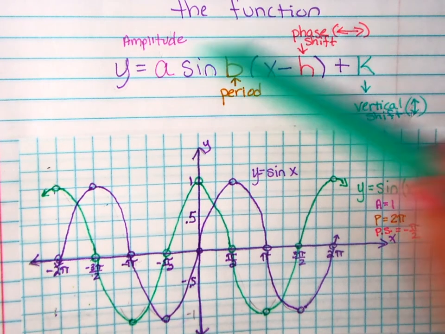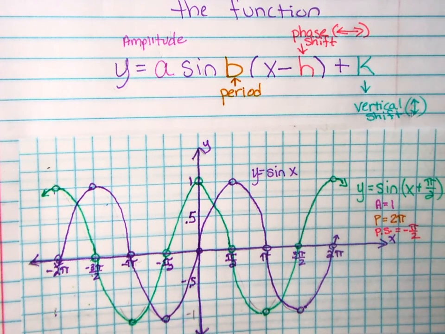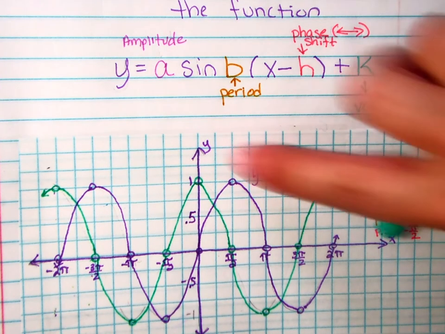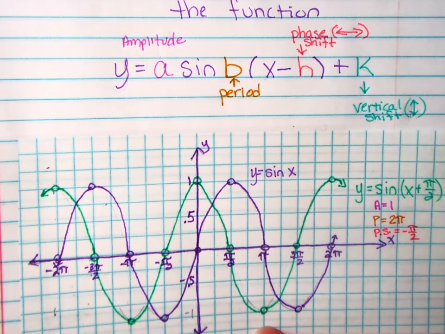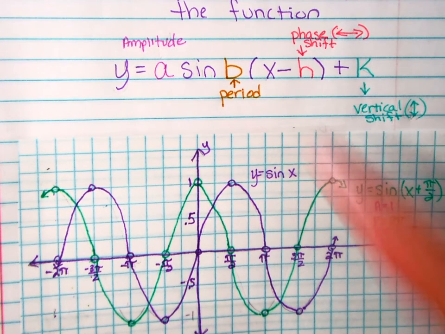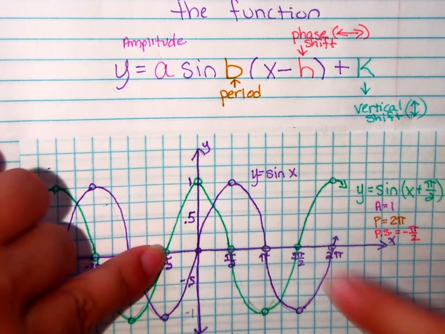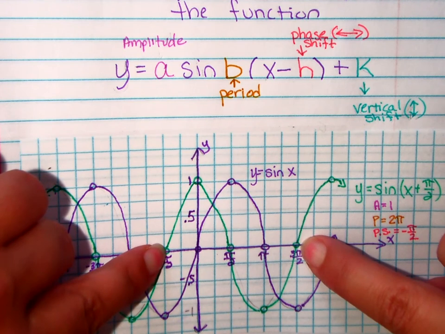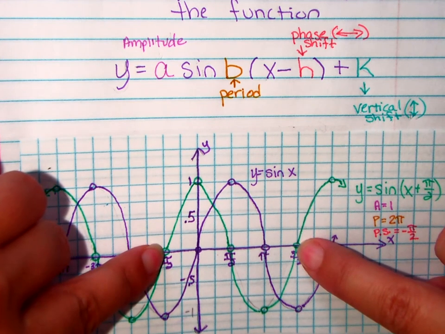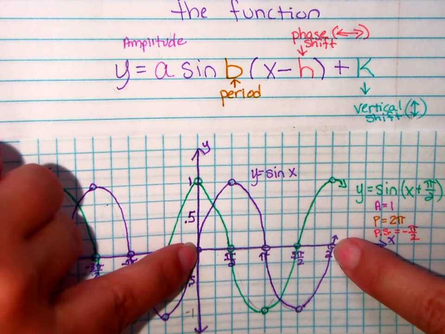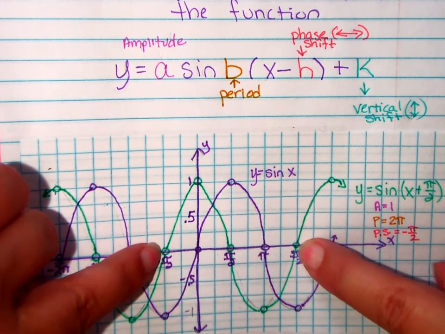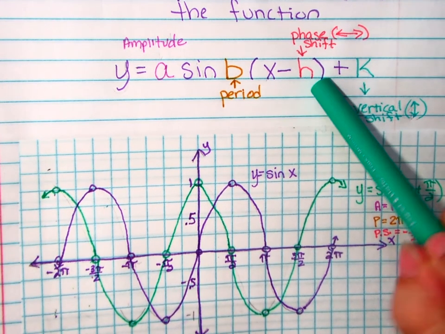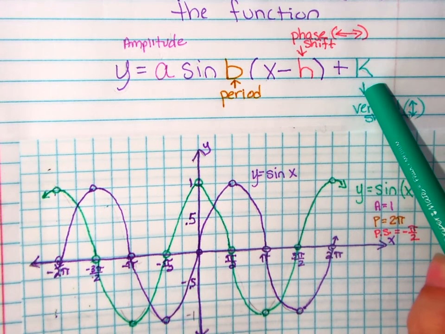So this is really all that you need to know. Every time we look at something to graph, identify amplitude. Amplitude is how high and how low am I going to go. Your period: how long does it take to complete an entire cycle? So this is still 2 pi, just like my original one. We are just moved to the left, negative pi over 2. And then your k would move it up or down.